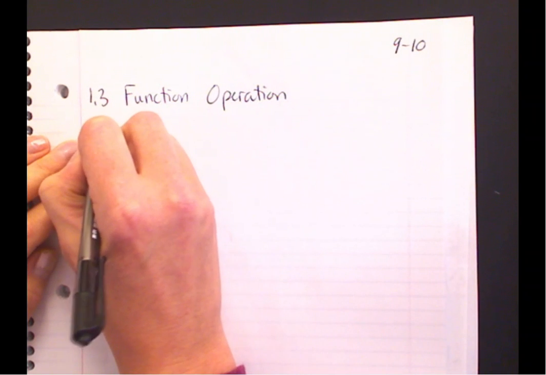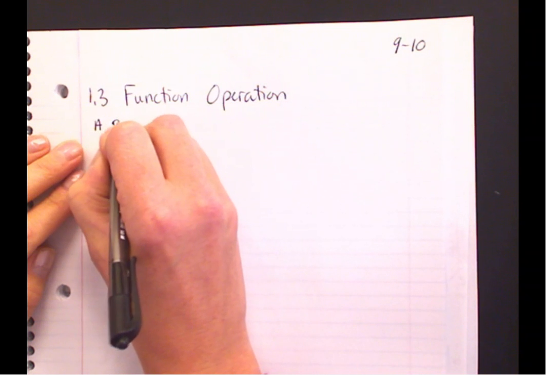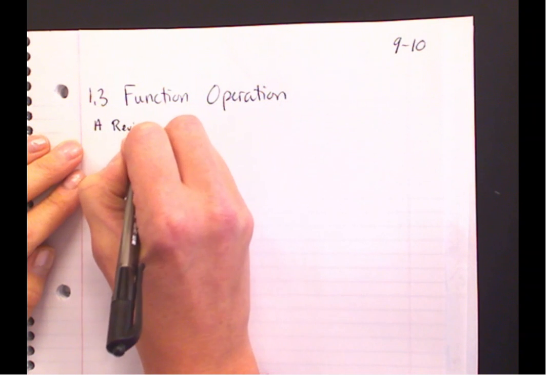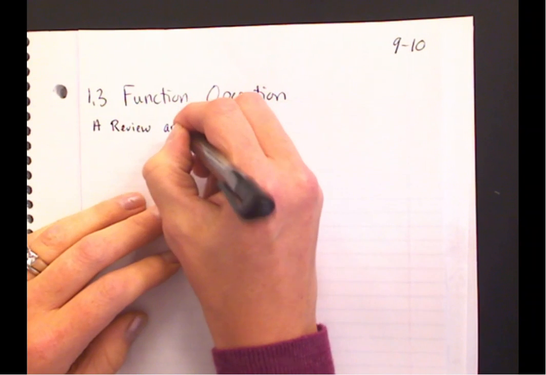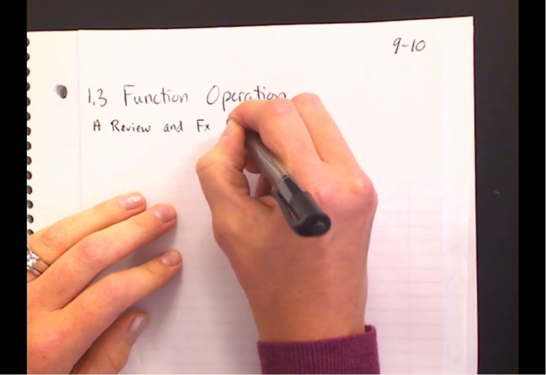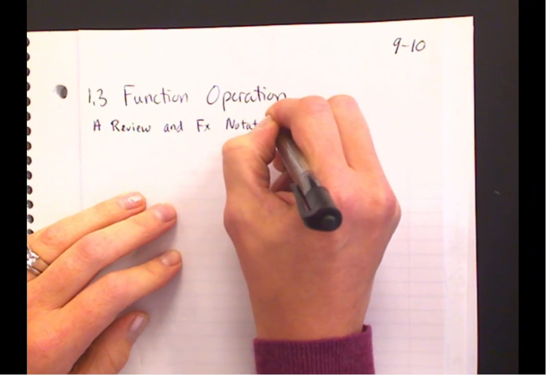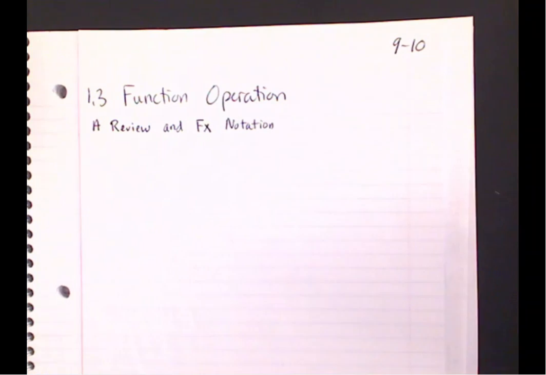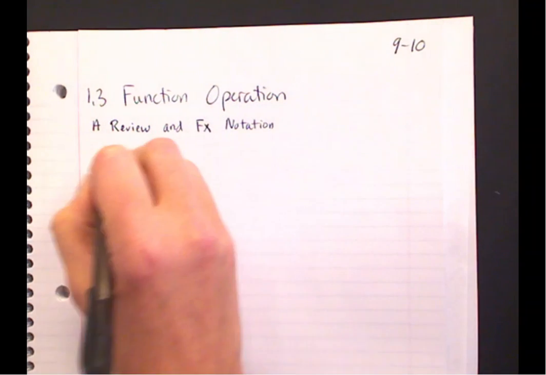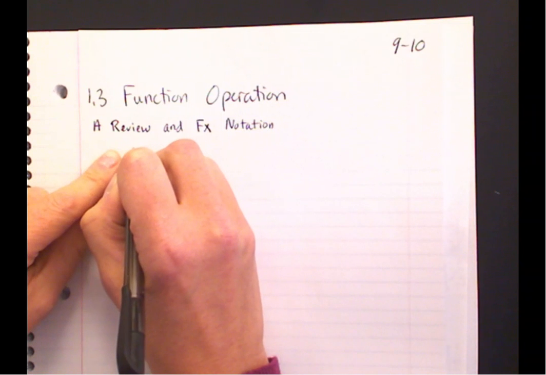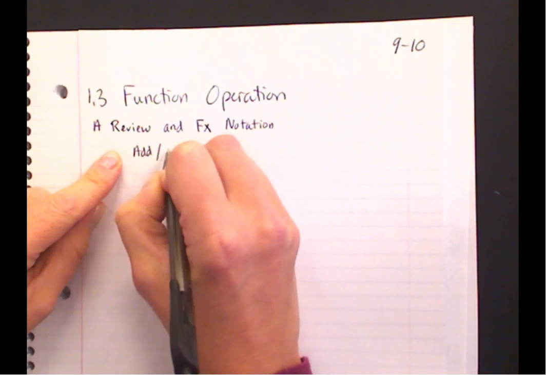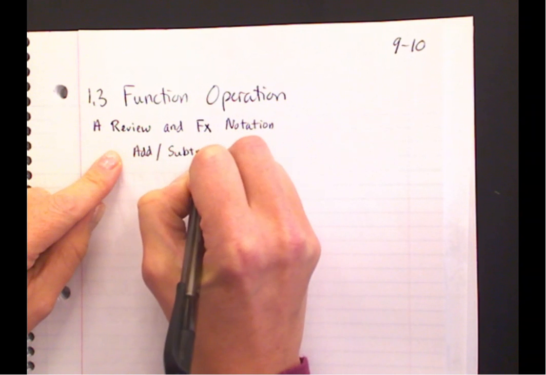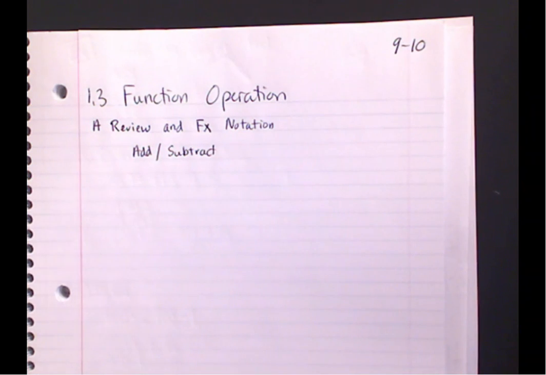The first one is a little bit of review. These are operations that you have done before, but we're going to add a little bit of function notation. That's f(x) for function. It's just an abbreviation. The first one is going to be add or subtract. Operations are PEMDAS: add, subtract, multiply, divide, exponents.